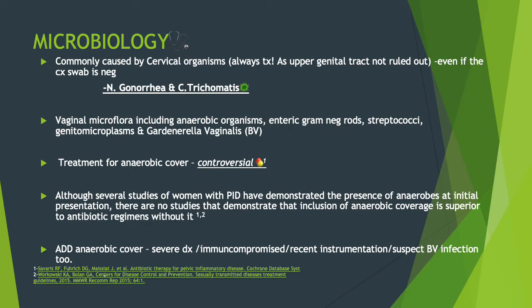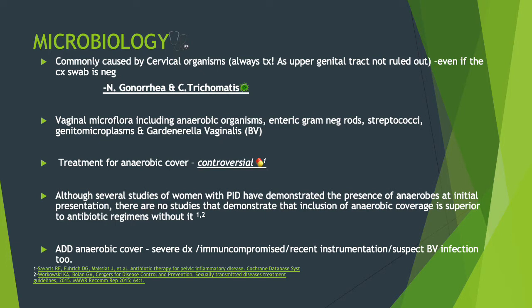When looking at the microbiology of PID, it is commonly caused by the cervical organisms Neisseria gonorrhoeae and Chlamydia trachomatis, which is why our treatment therapy is always aimed at coverage for these two particular bugs, even if a cervical swab is negative. The vaginal microflora can also be causative or contributing bugs towards the diagnosis of pelvic inflammatory disease, in particular the streptococci, the anaerobes, and Gardnerella vaginalis, which is the main culprit in bacterial vaginosis. Bacterial vaginosis can be a concurrent or contributing factor for PID.